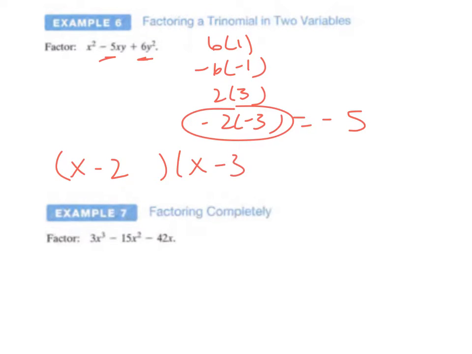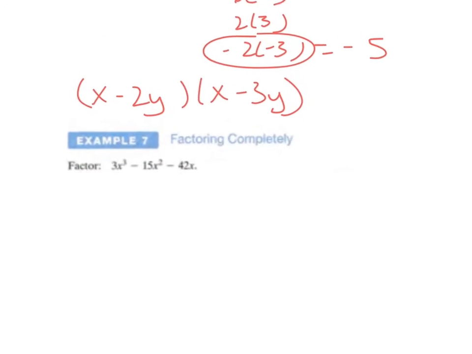The difference now is we also have a y at the end, so we have to include the y with our factors. So all you have to do is make sure you have an x and a y in your factor, because you have an x squared and you have a y squared, so we split them apart. And that's how we factor when we have two variables.